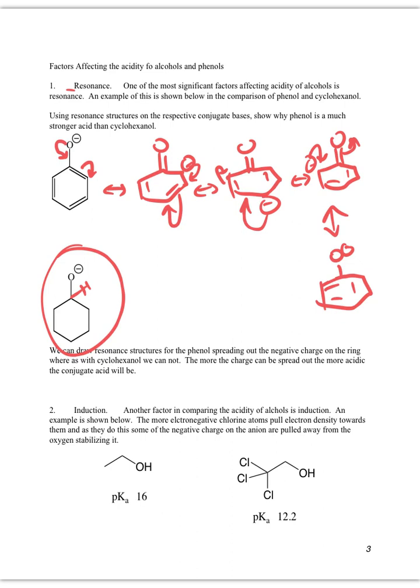Okay. The second thing we can look at is induction. If we have something with a lot of electron withdrawing groups near the oxygen, these groups pull electron density towards them, stabilizing the negative charge on the oxygen as it forms. So the 2,2,2-trichloroethanol has a pK in the low 12s as opposed to ethanol itself having a pK around 16. So it's more acidic because of the chlorines.